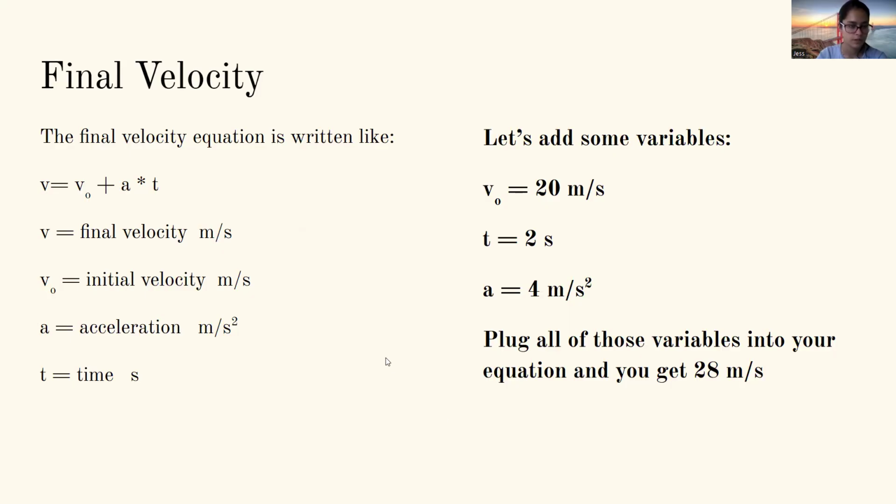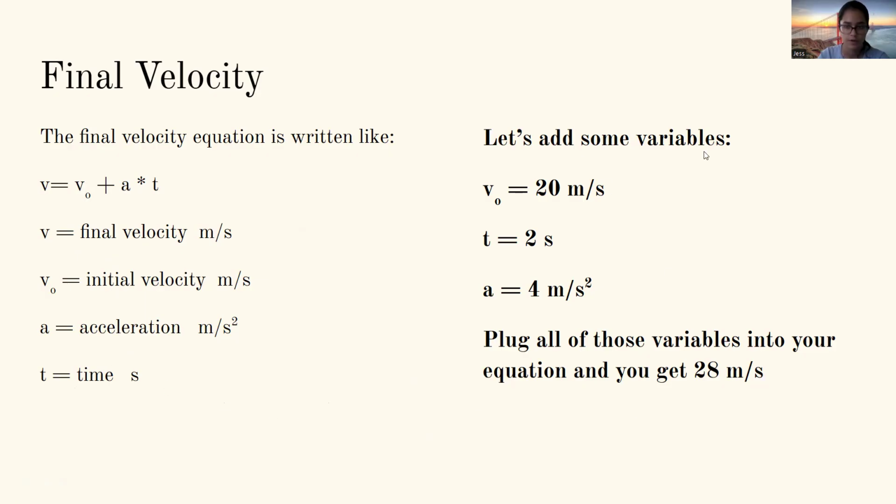So the final velocity equation is written like v equals v0 plus a times t. So we have v, final velocity, v0, initial velocity, a, acceleration, and then t, which is time.